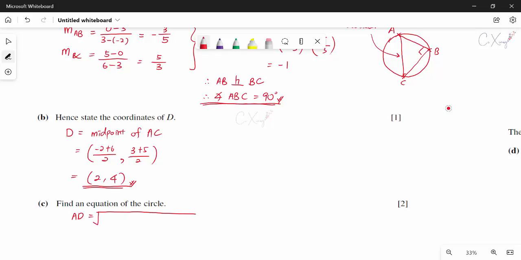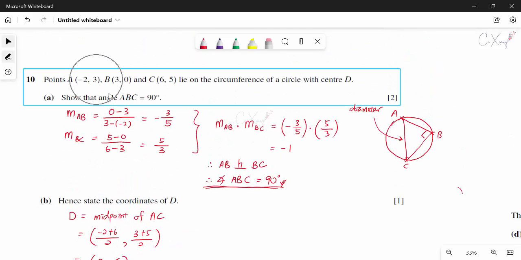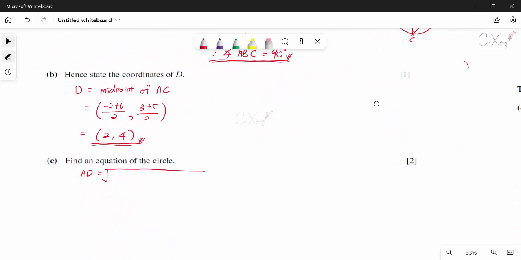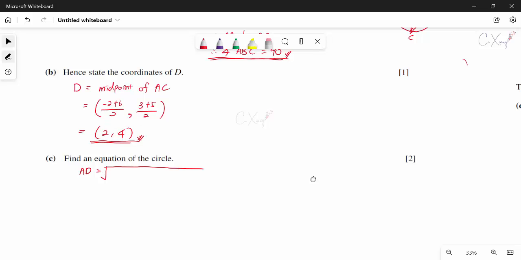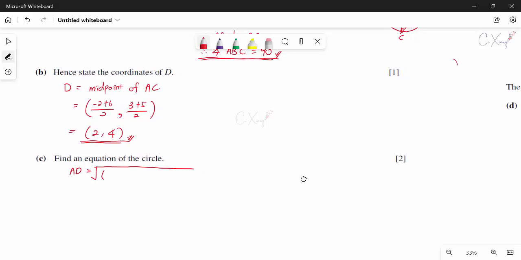Okay, so what's the point A? Point A is (-2, 3). Okay, and then point D is this one. All right, so for my point A, the radius is (-2 - 2)² + (3 - 4)². Okay, so from here we have 16 + 1, where the radius will be equal to √17.